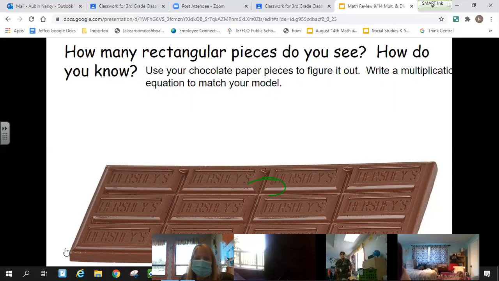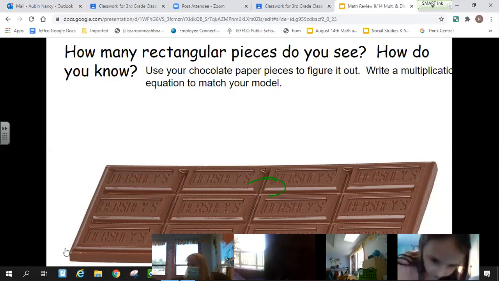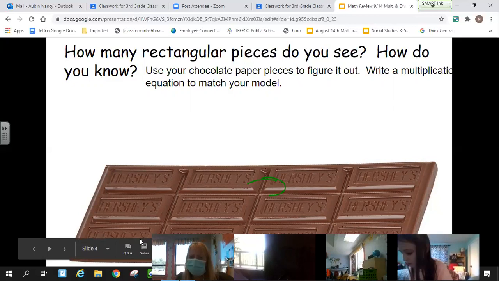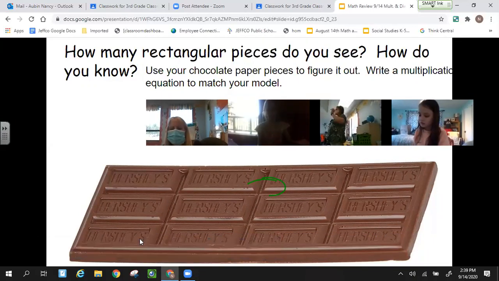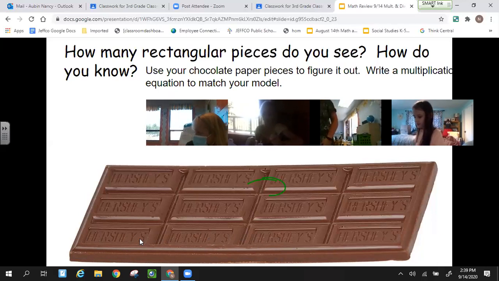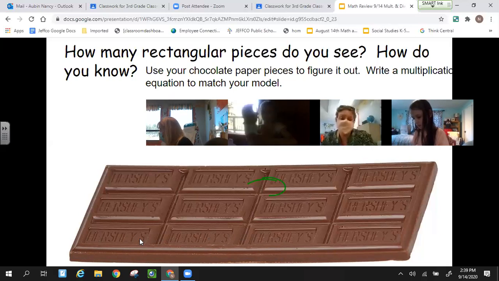Okay, so this is what I want to know. How many rectangular pieces do you see? Do you need more? And how do you know? You can't just tell me the answer. You have to tell me how you know and show me with the multiplication equation. You're going to make equal groups.